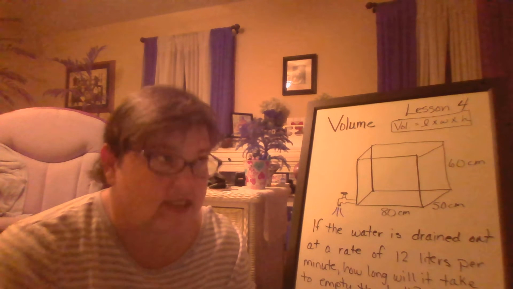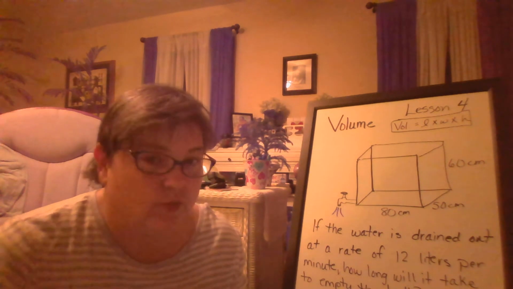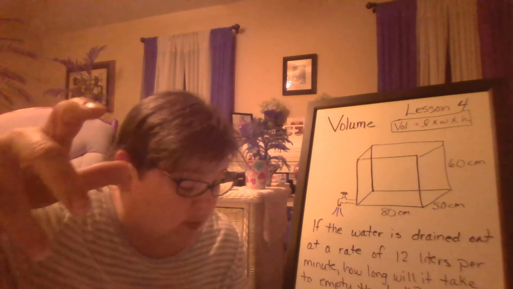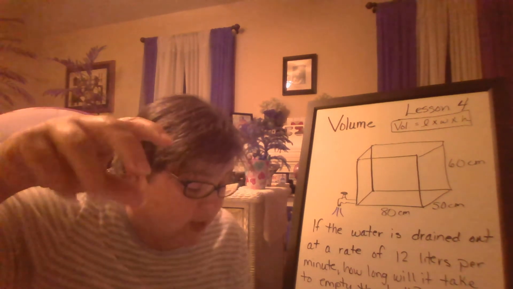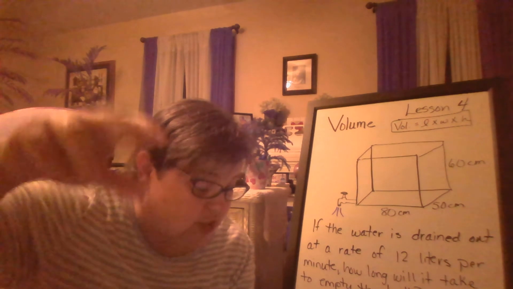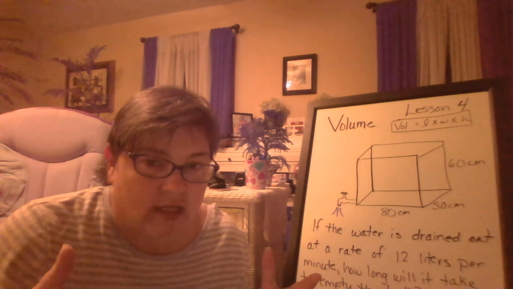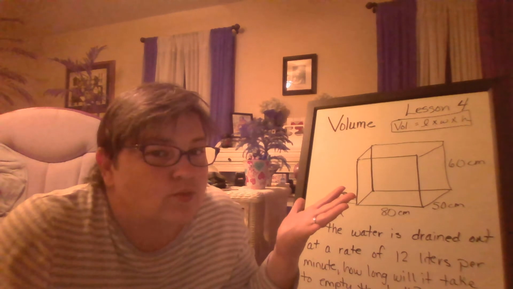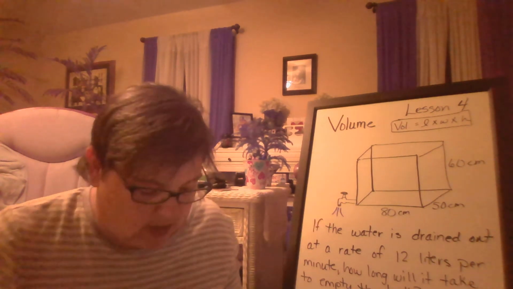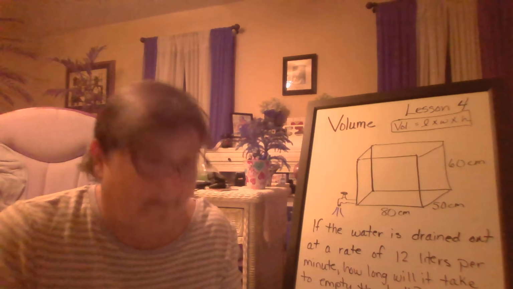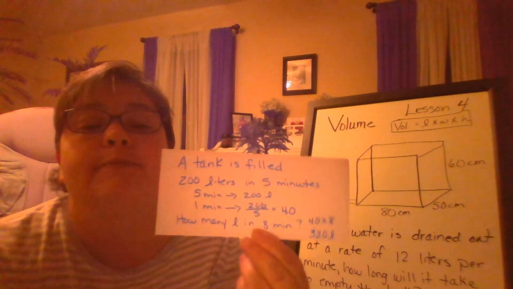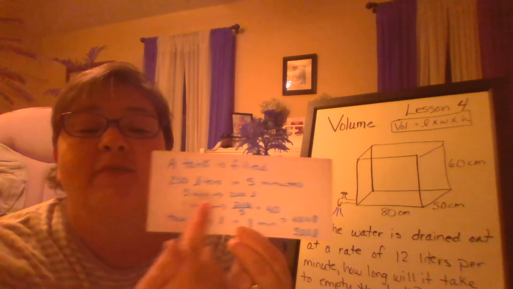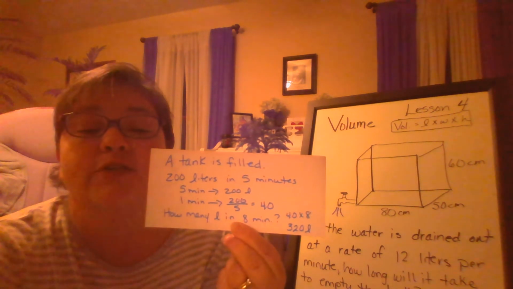So let's say a tank is filled with water from a faucet. So we have our faucet turned on, and water is flowing out of the faucet, and 200 liters flow into the tank in 5 minutes. So how many liters will be in there in 8 minutes? So the first thing you have to do, real simple. So 200 liters in 5 minutes, so 5 minutes basically equals 200 liters.